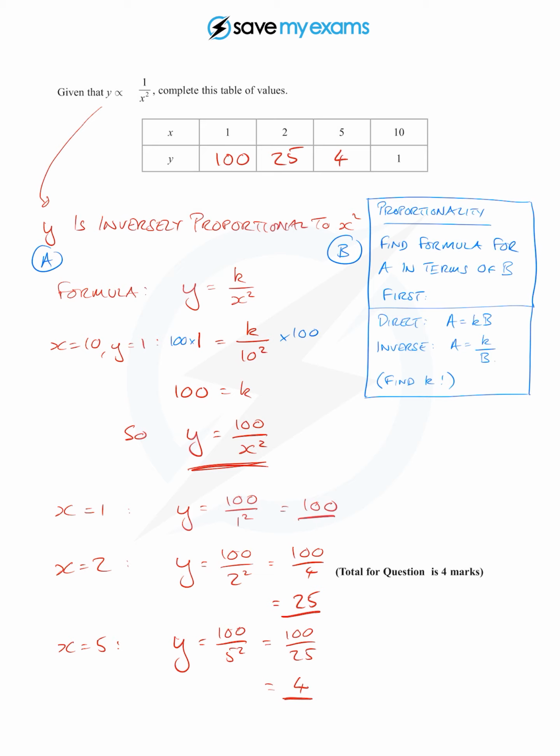And we're done. But do always follow this rule for proportionality. Okay, find the formula first, and then find k, and you can use the formula to work everything else out.